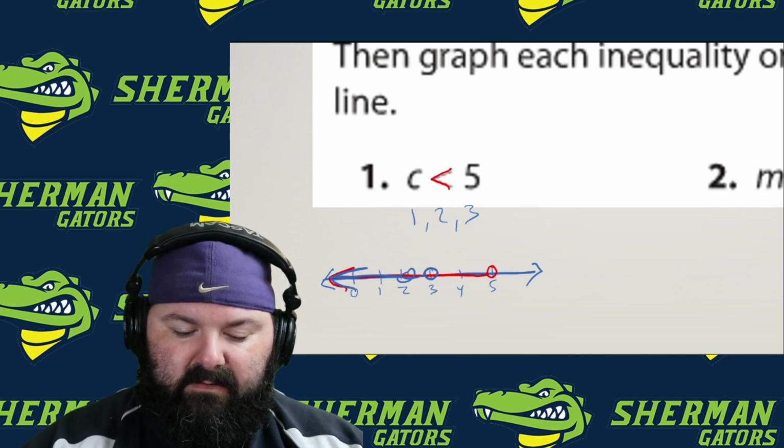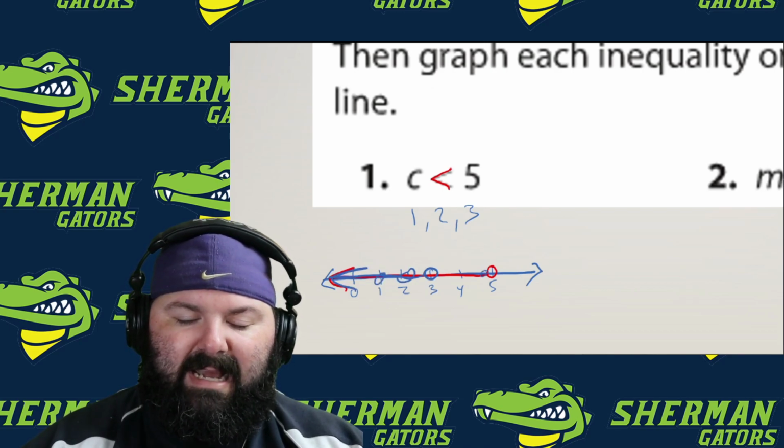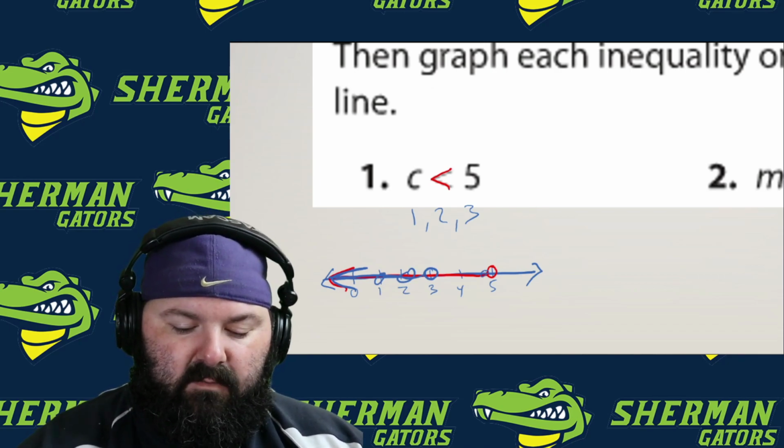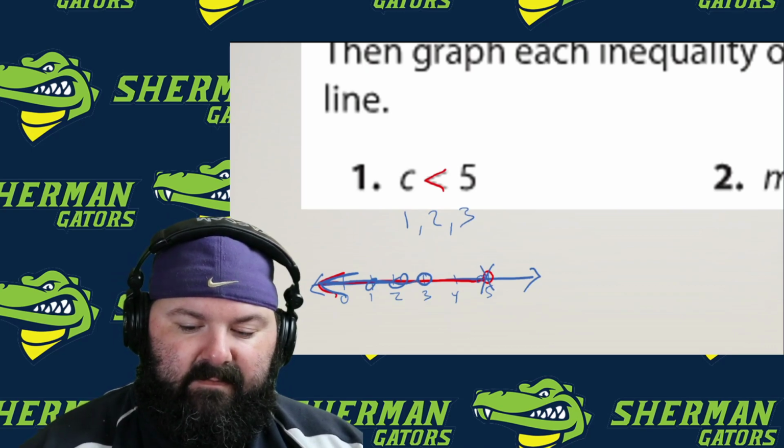It could be on the 2. It could be on the 1. It could be on 4.99999, as long as it is not equal to 5.